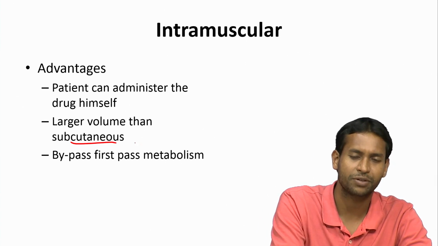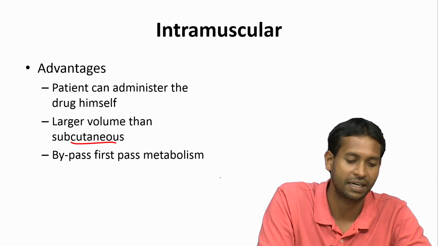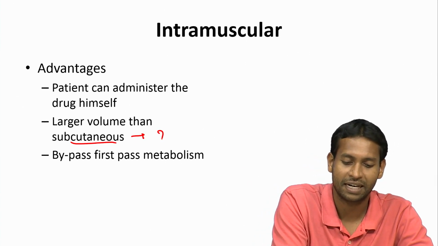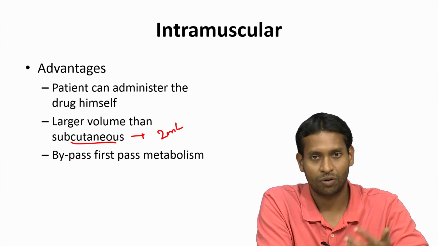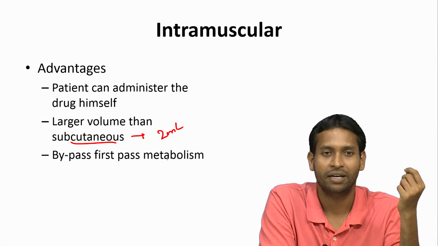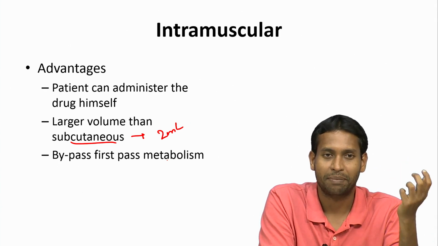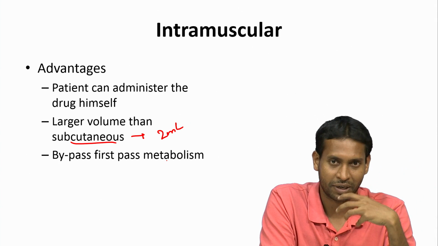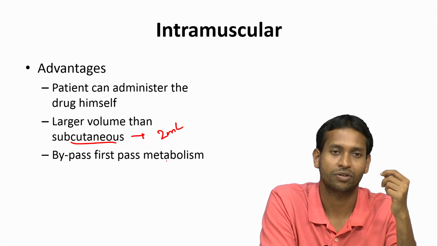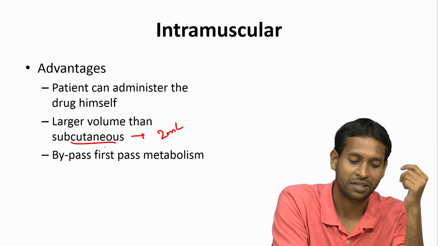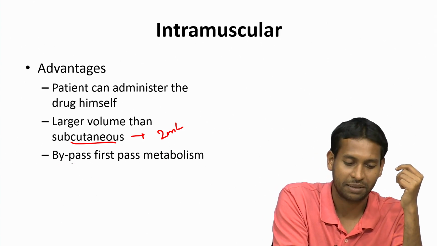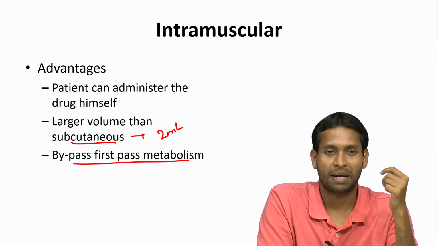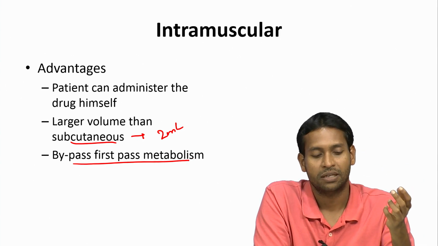Unlike subcutaneous, you can still deliver larger volumes. We said that for subcutaneous at a site you are limited to 2 ml, with something like intramuscular you can go all the way up to 5 ml if required, but again it is limited compared to, let us say, an oral route where you can deliver 100s of mls. So, better than the subcutaneous route in terms of volume, but still less. And like the subcutaneous route, it will also bypass first pass metabolism.